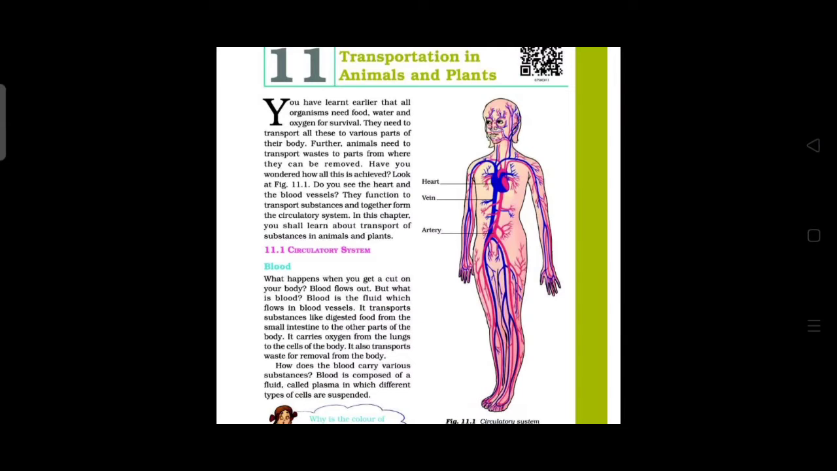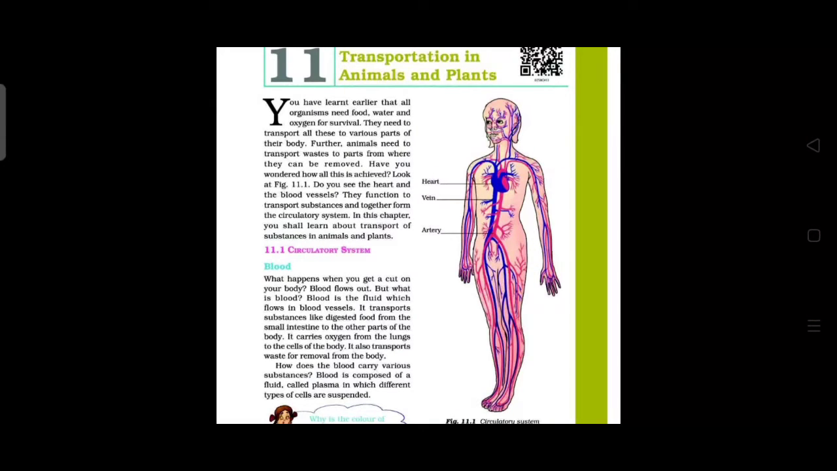They function to transport substances and together form what? The circulatory system. The function of transporting substances in our body is done by the circulatory system. First, we study the circulatory system.